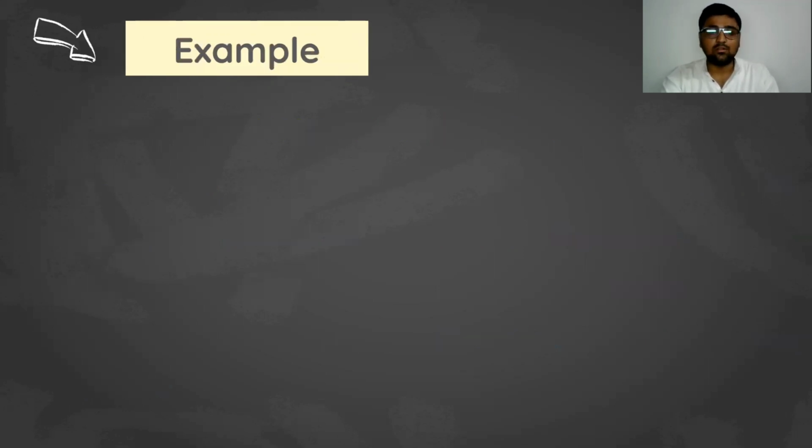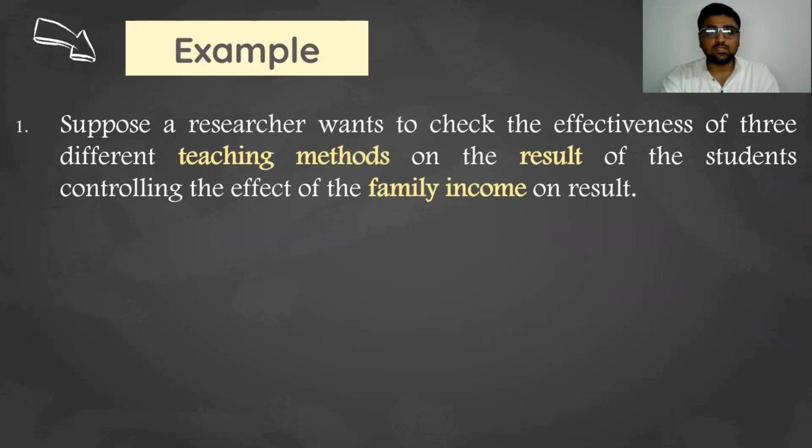Let's take this example to understand the idea of ANCOVA and how it differs from ANOVA. Suppose a researcher wants to check the effectiveness of three different teaching methods on the result of the students controlling the effect of family income. So here family income is our covariate. If we do not consider this variable family income, then we have the case for ANOVA. So we use one-way ANOVA to examine the effect of different teaching methods on the result.